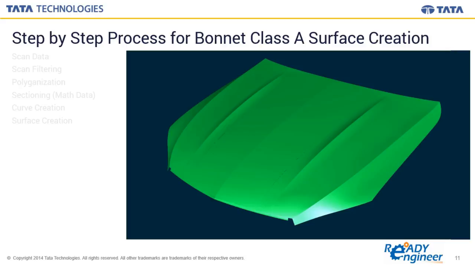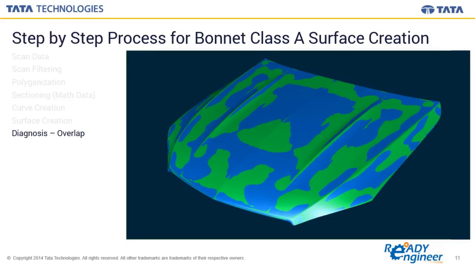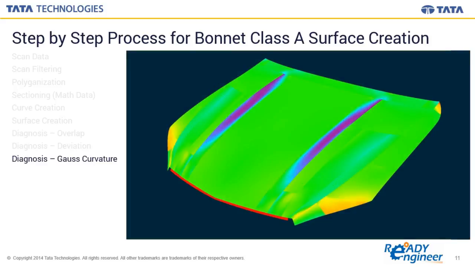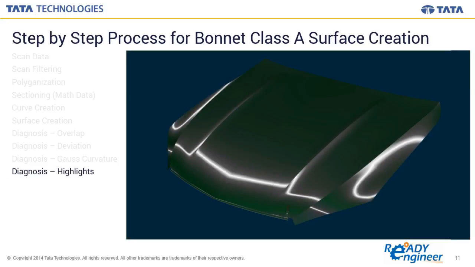Once we have the surfaces, we do certain diagnoses like overlap. We see what the difference is between the cloud data and the surface data that we created. We can see that it's very much matching, and then we do a deviation check. You can see it's very much matching the cloud data, and then we do certain curvature checks, and finally a highlight check and all that. And once all these diagnoses are okay, this data can be released as a production surface or a Class A surface.